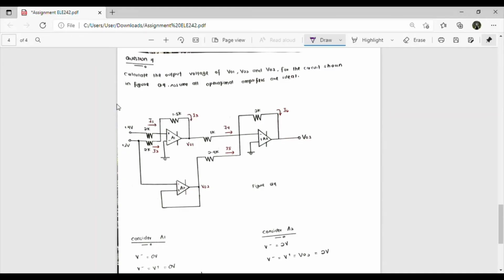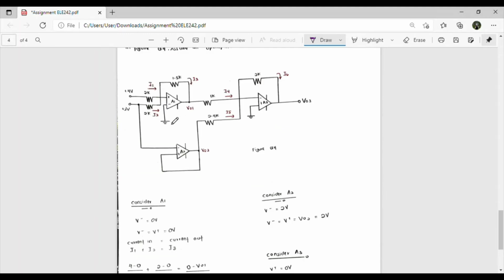Last question, question 4. Calculate the output voltage of V node 1, V node 2 and V node 3 for the circuit shown in figure Q4. Assume all operational amplifiers are ideal. Okay, same as before, we need to consider one by one. In this question, it's a little tricky, right? We need to observe it first.